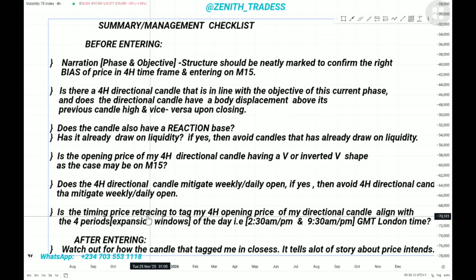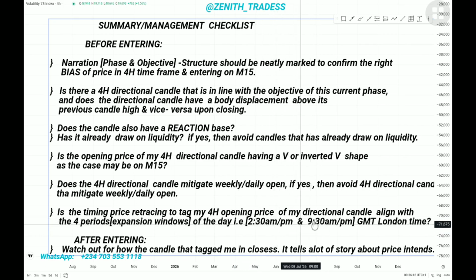The timing: price retracing to tag my 4H, that is the expansion windows, right? But even though it's not in this timing, it can still hold. If you are in line with the pro trend, it will still hold. If it is within this timing, good, more confluence, impulsive movement. So is the timing of price coming to tag my 4H in line with the 4 expansion windows period?